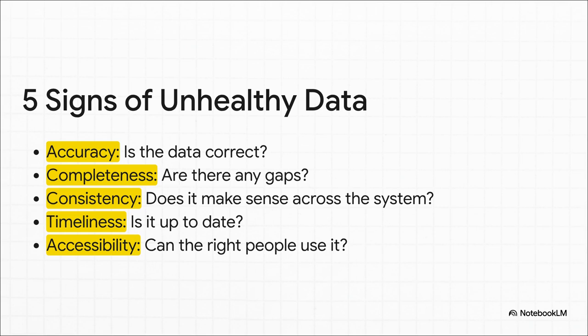Is the data correct? That's accuracy. Are there gaps? That's completeness. Does it all match up across the board? That's consistency. Is it fresh and up to date? That's timeliness. And finally, can the people who need it actually get to it? That's accessibility. If the answer to any of those is nope, well, you've definitely got a problem.